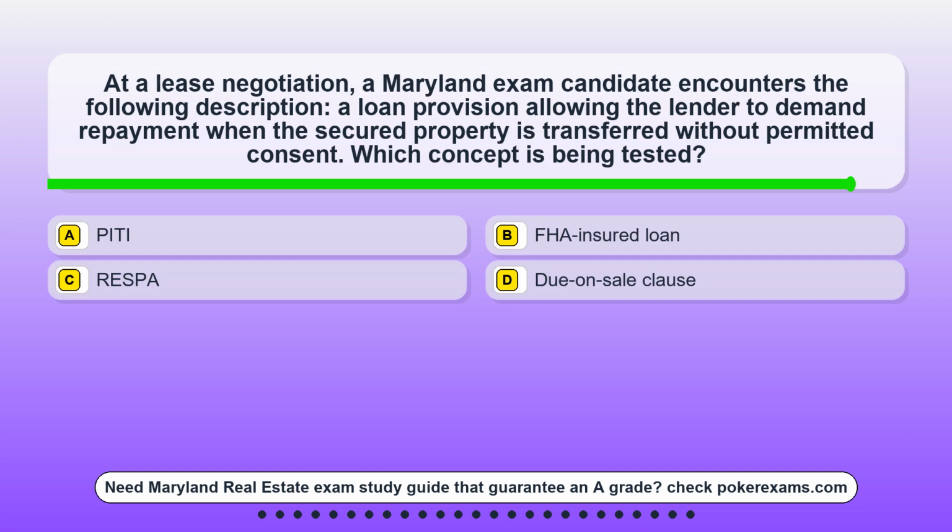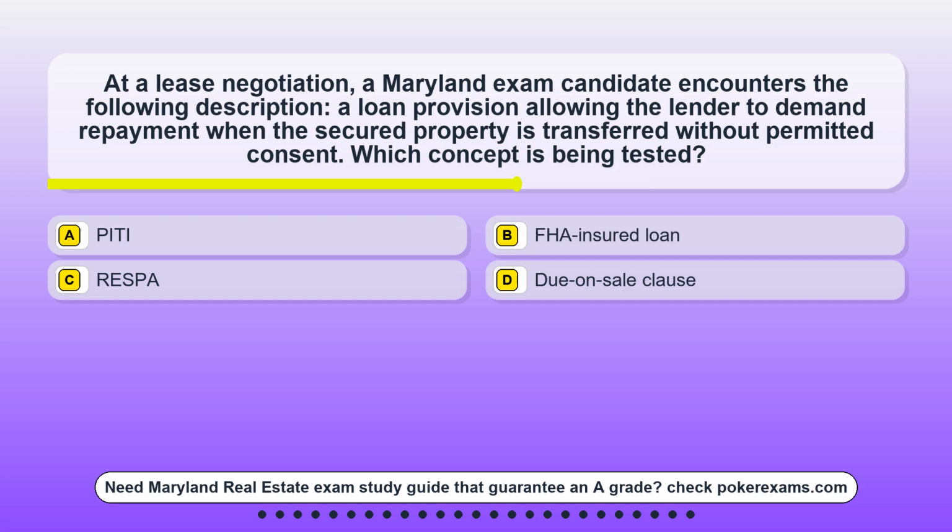Question 12. At a lease negotiation, a Maryland exam candidate encounters the following description: a loan provision allowing the lender to demand repayment when the secured property is transferred without permitted consent. Which concept is being tested? Option A, PITI. Option B, FHA-insured loan. Option C, RESPA. Option D, due-on-sale clause.